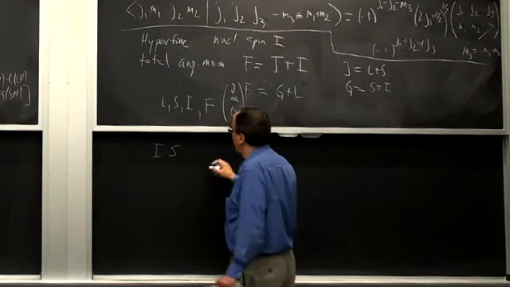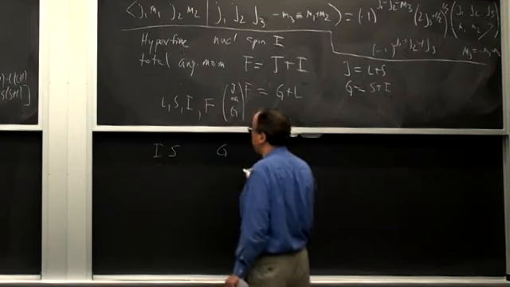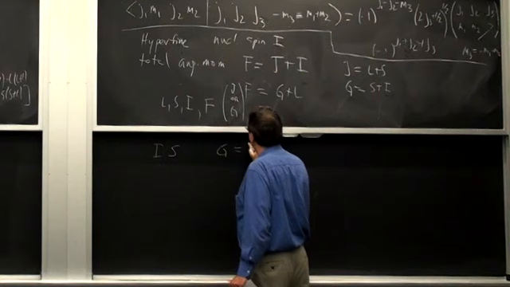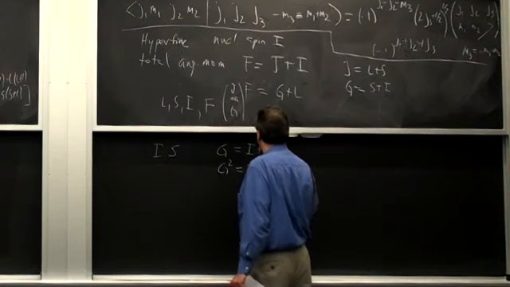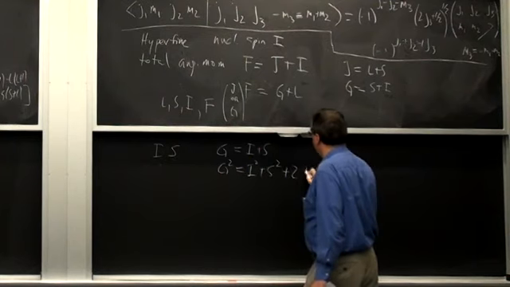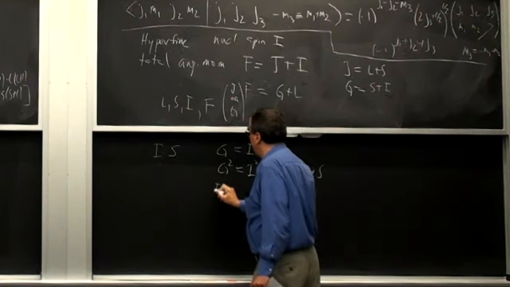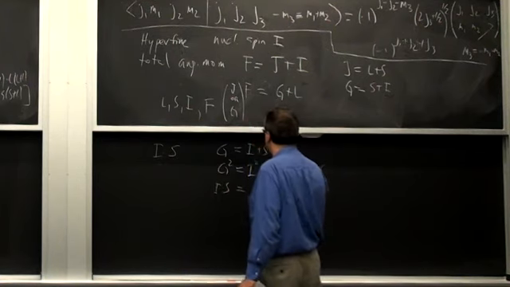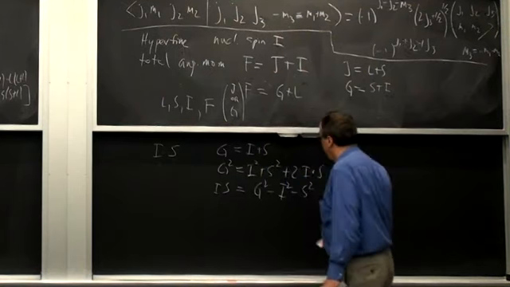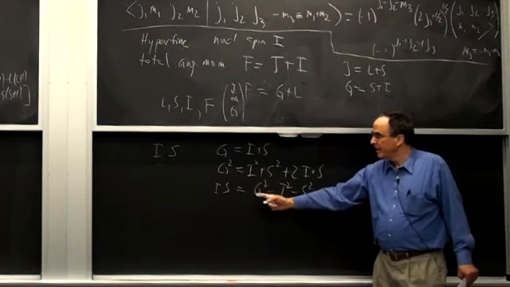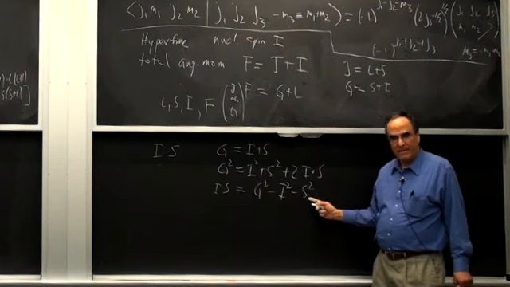And so if we define G as I plus S, well then G squared is equal to I squared plus S squared plus 2I dot S. And so if we want to know I dot S, we just replace it by G squared minus I squared minus S squared. And so we're going to clearly want a basis set that expresses explicitly G, I, and S.